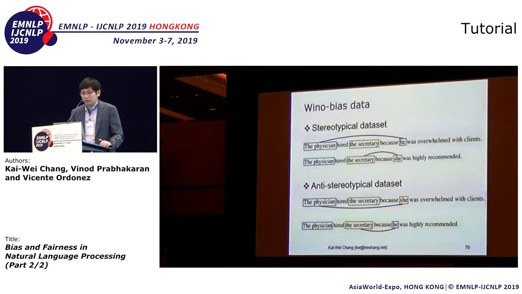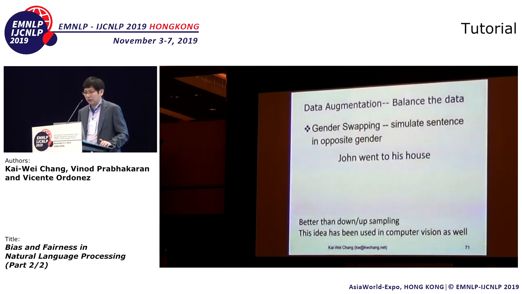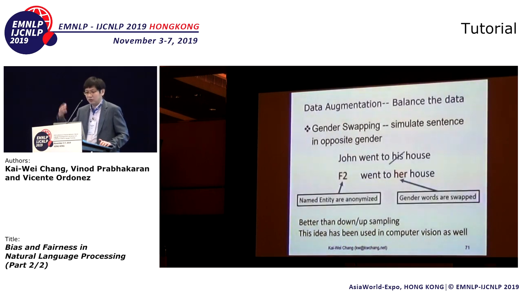So let me go back to this WinoBias data set. We can actually simulate this by looking at every sentence in the training data, and then we just replace all the gender pronouns with the other gender. And of course, there are some words like names where it is very hard to do this kind of replacement. Then we can just anonymize them using some token.